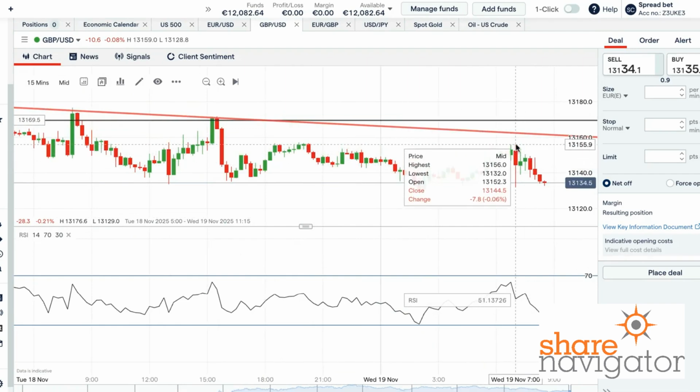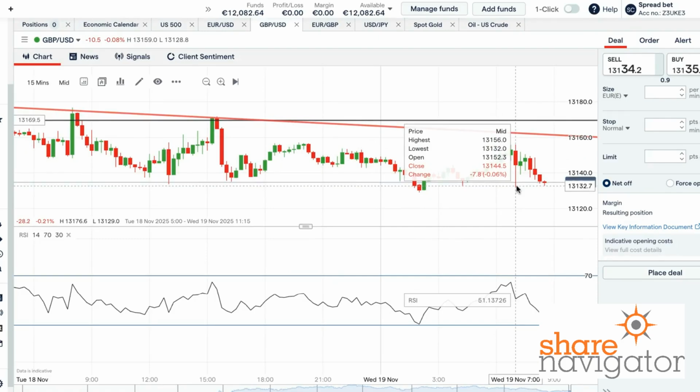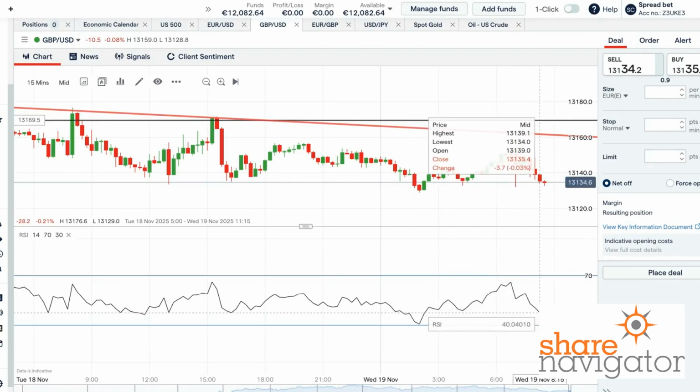Euro, British pound, obviously you're seeing another move at 7 o'clock there. You can see that big candle and it's been choppy ever since. Not really interested in trading that one.